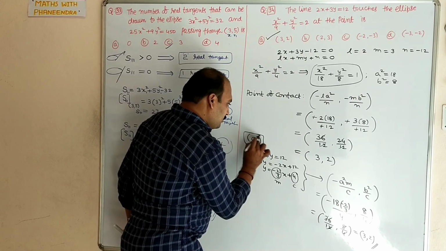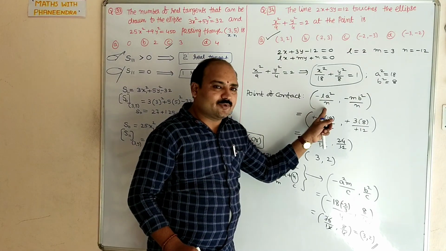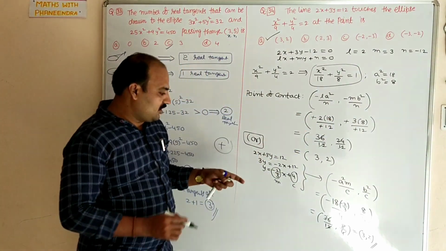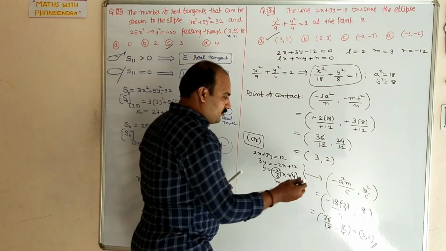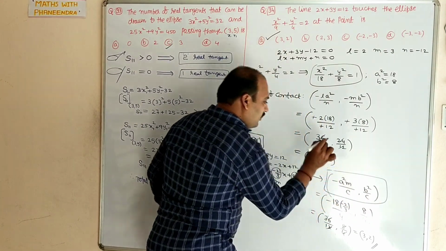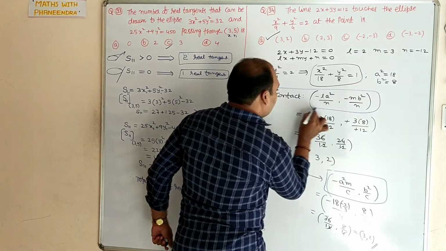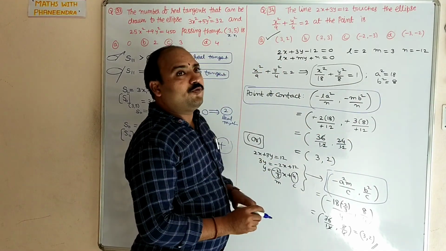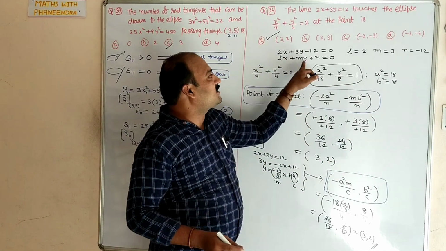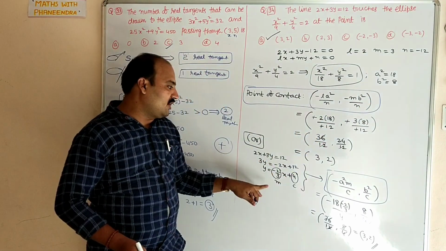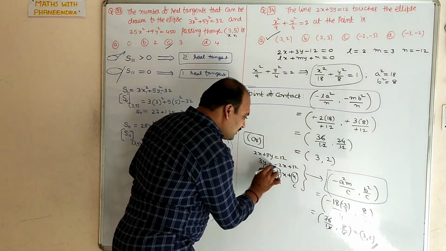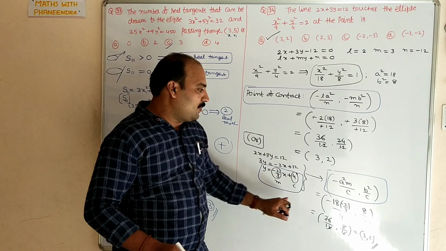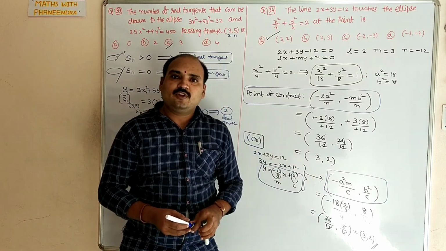You can use either this formula or this formula. When you apply the first one, you assume the given line is lx plus my plus n equal to 0. If the given line is assumed in y equal to mx plus c form, then the point of contact is this one.